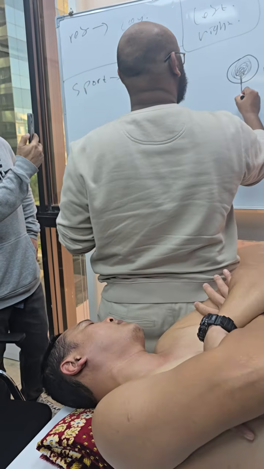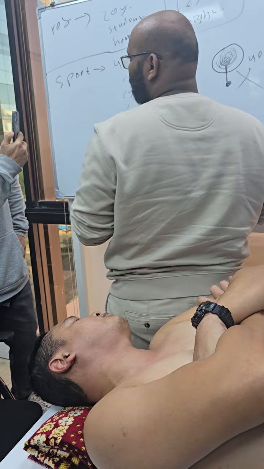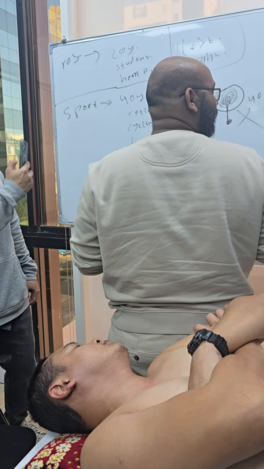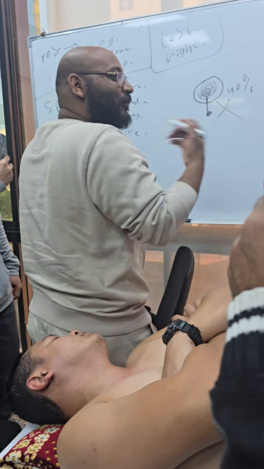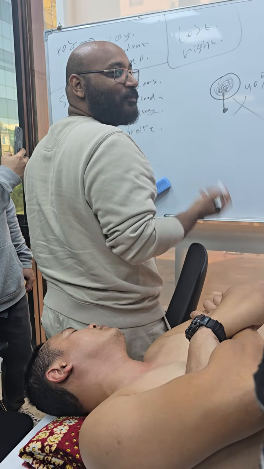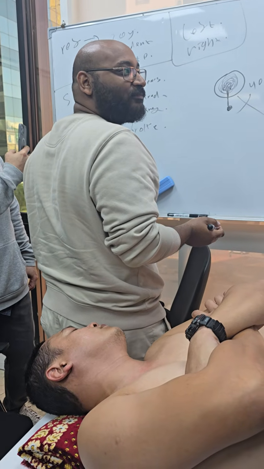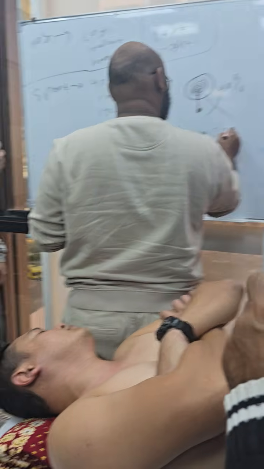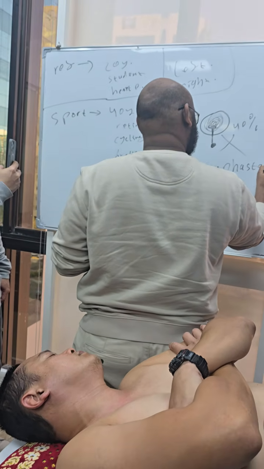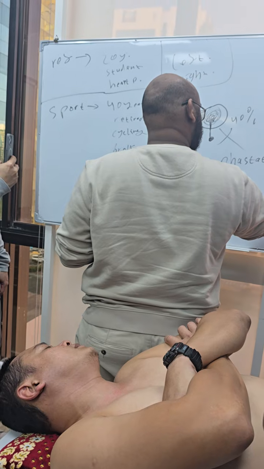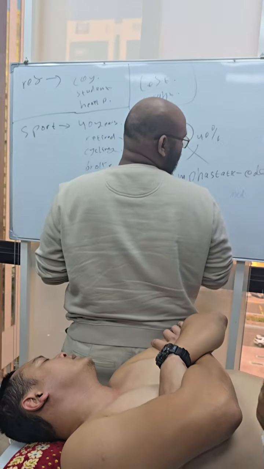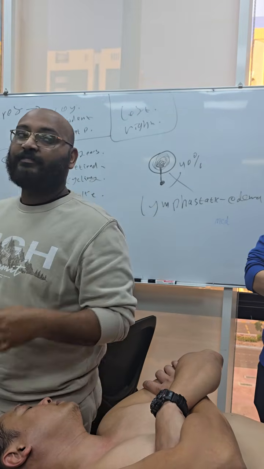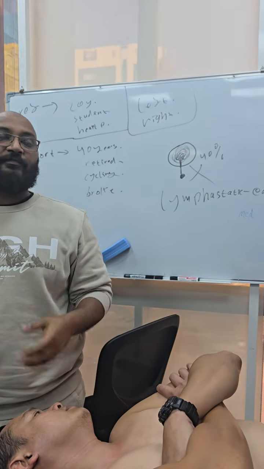If this procedure fails, what will happen? What do we call it? Edema. You can't say just edema. Swelling. Edema of what? Lymph nodes. Lymphatic edema. Lymphostatic edema.